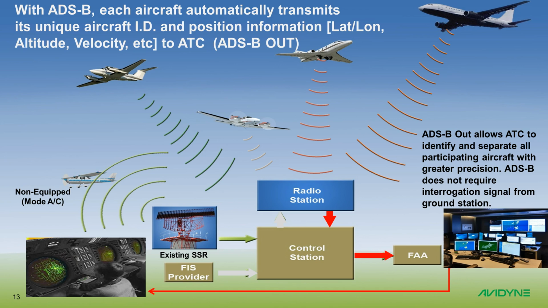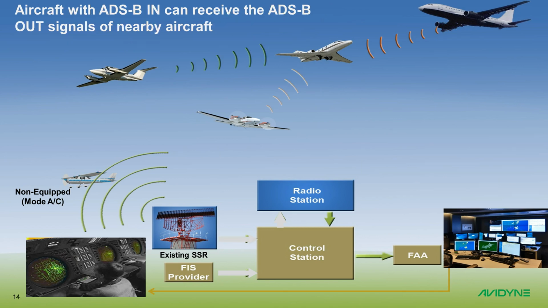So what's going on with ADS-B? Each aircraft is automatically transmitting their position and aircraft ID and velocity. Altitude is all being transmitted out once a second. Ground station listens for that and it paints it on the screen. Aircraft that have ADS-B-in receivers can eavesdrop and listen for those signals from other aircraft. So here's an example of an ADS-B equipped aircraft. He's got ADS-B in, so he can hear the ADS-B out from each of these three aircraft right here. Paint them on his screen.